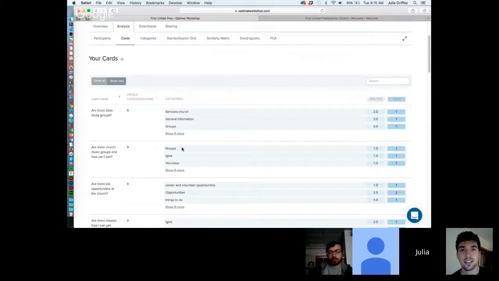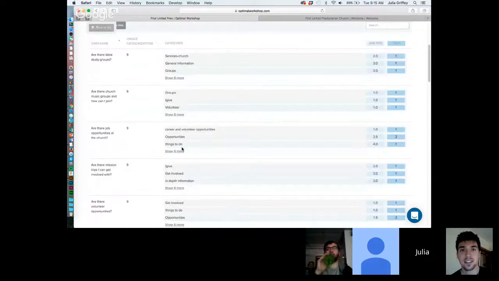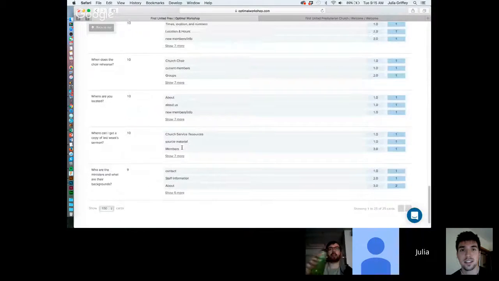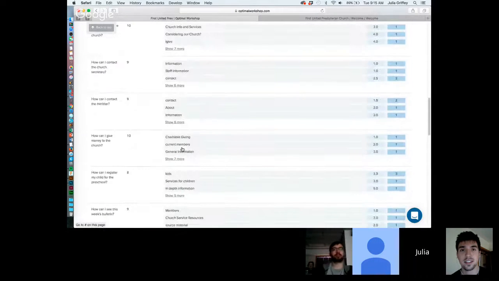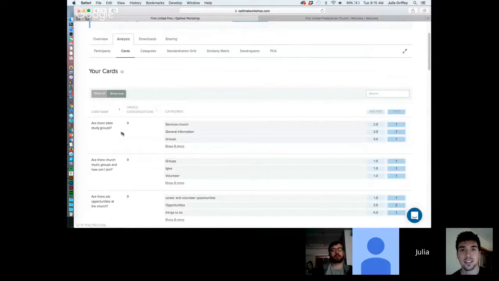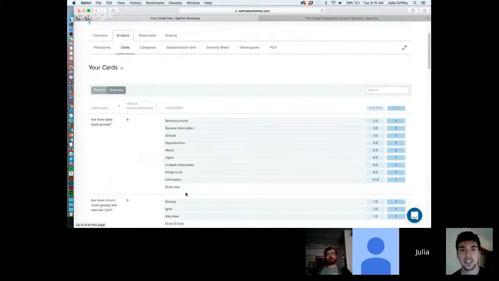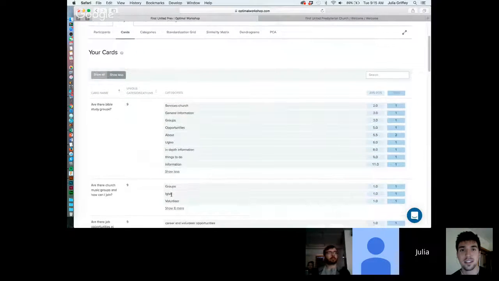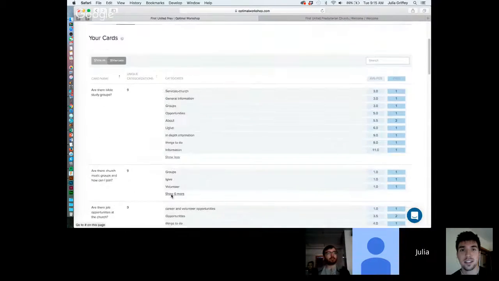So you can see each of the cards. Most of them, you can see how people categorized these different ones. So are there Bible study groups? People put them in services, church, general information, groups. These are the different about, somewhat ambiguous, but you can kind of see the categories that people came up with.